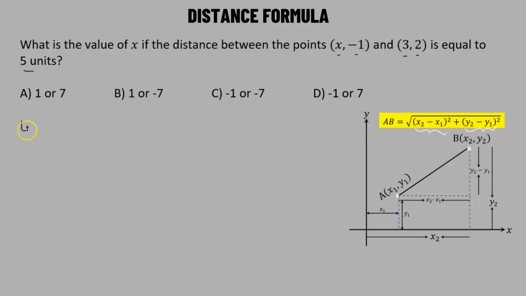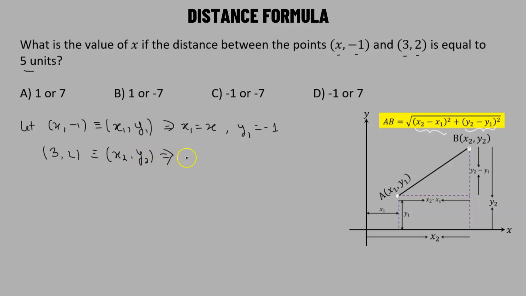Here we'll first suppose that the first point (x, -1) is equivalent to the coordinate point A with (x1, y1). This means the value of x1 is x, and the value of y1 is -1. And we have the other point (3, 2). We'll suppose this is equivalent to the other point with coordinates (x2, y2), so x2 has a value of 3 and y2 has a value of 2. Now, if we find the distance, let's call this point A and this point B.